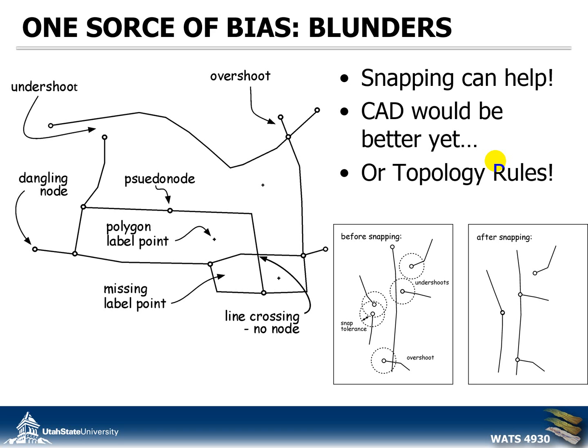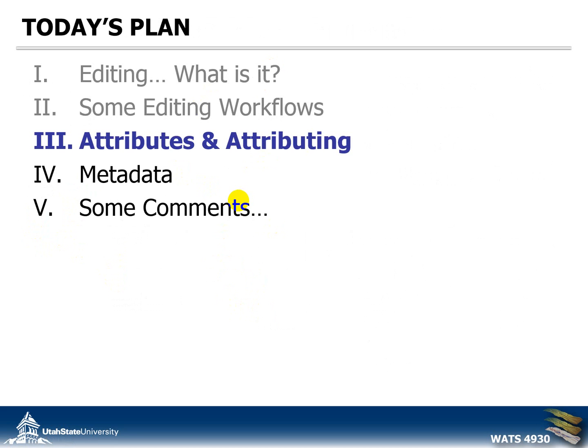One source of error can be blunders, and this is a place where those snap modes can be helpful, or topological enforcement rules. Things like undershoots, overshoots, fake nodes where there shouldn't be, and dangling nodes. These are all blunders that can take place and that you should be aware of. It's very easy to get these situations when you're just manually drawing and editing.